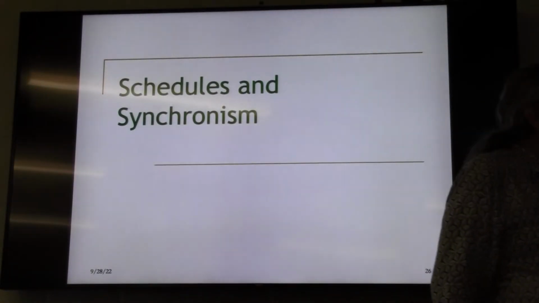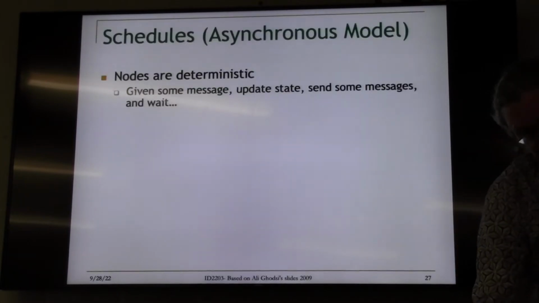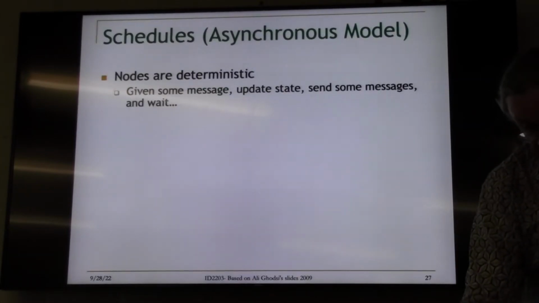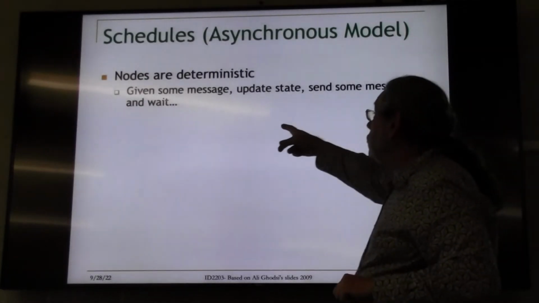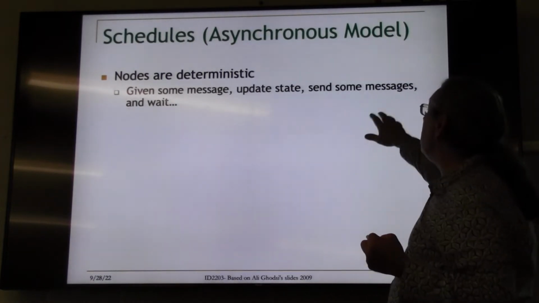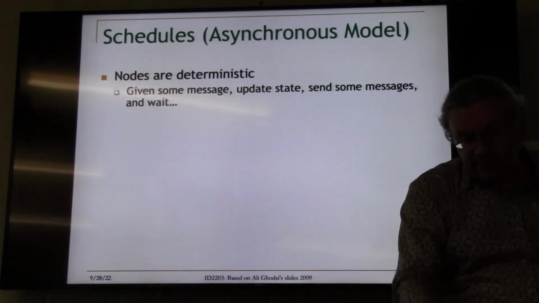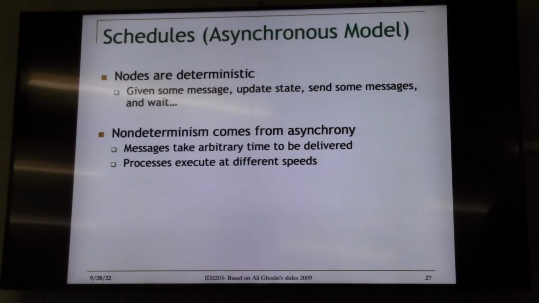So now I want to know what's an execution. You have a bunch of nodes. Each node does local computation, and you can also send messages. We kind of formalized that. The nodes are deterministic. They get the message, they update the state, they send messages, and they keep doing like that. Okay? The non-determinism comes from the network, from the asynchrony.